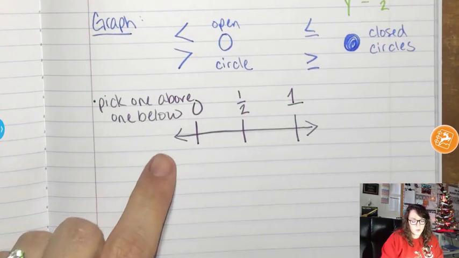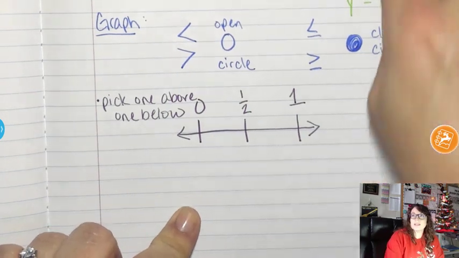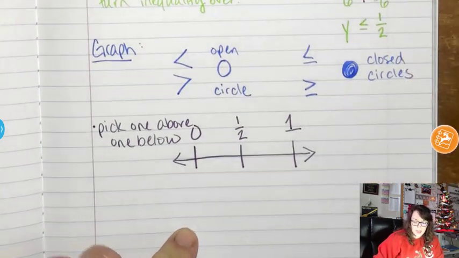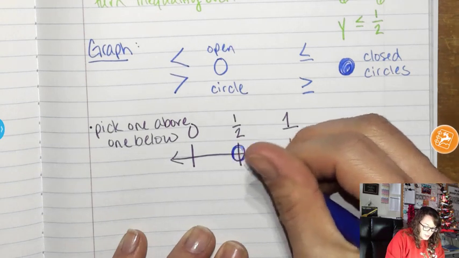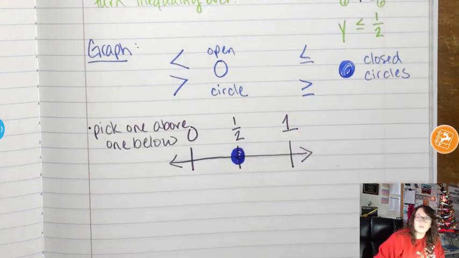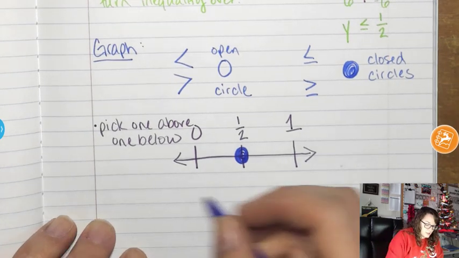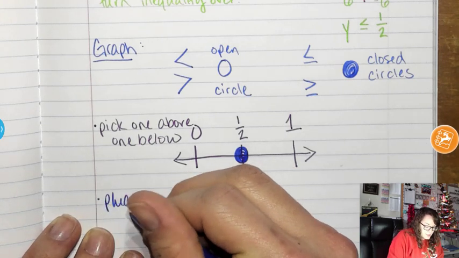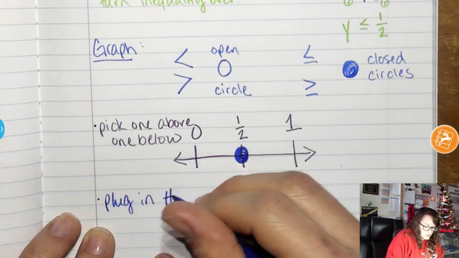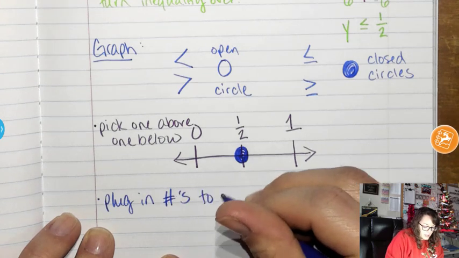Well, first, if it's y is less than or equal to 1/2, is that open or closed? Closed. So I'm going to put a dot on the line, shade it in, and now I have to shade either to the left or to the right. For this, I suggest you plug in numbers to check shading.